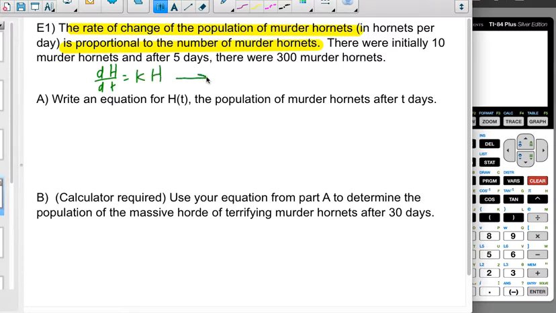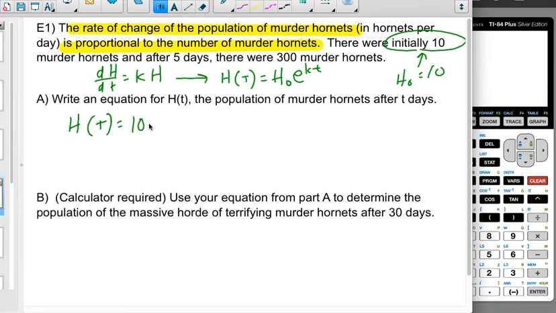Well, it's not cheating to say, oh, cool, I get it. This becomes H of t equals H naught e to the kt. That's not cheating. That's great. Then I'm going to have to use the points I'm given. I'm given that initially there are 10 of those murder hornets, so that tells me that H naught is 10. So I now know that H of t is 10 e to the kt, but I need k.